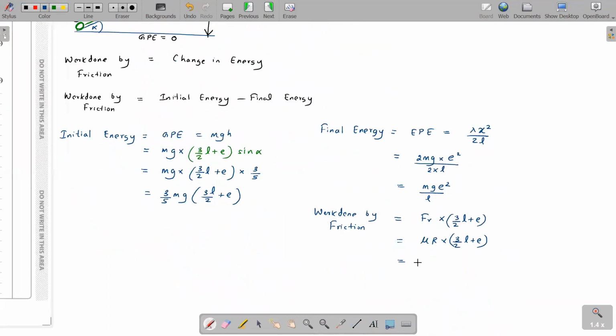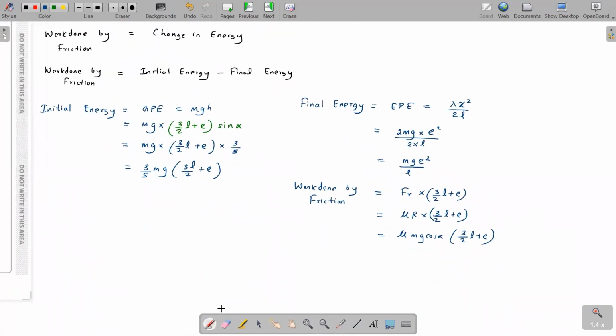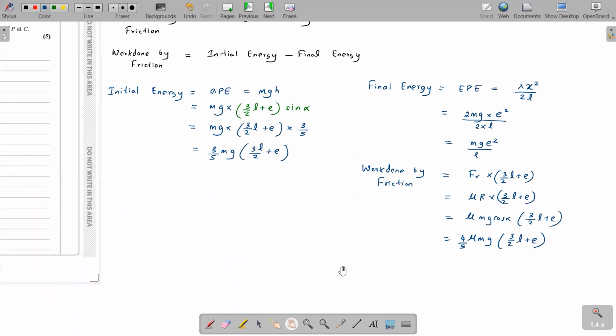So replace R: mu times R is mu mg cos alpha times 3 over 2 L plus E. Cos alpha we found as 4 over 5. So mu mg, it's 4 over 5, I'll put it at the beginning, times 3 over 2 L plus E. So we are done. We have found everything we need. All we need to do is input it in the equation and get the show that.